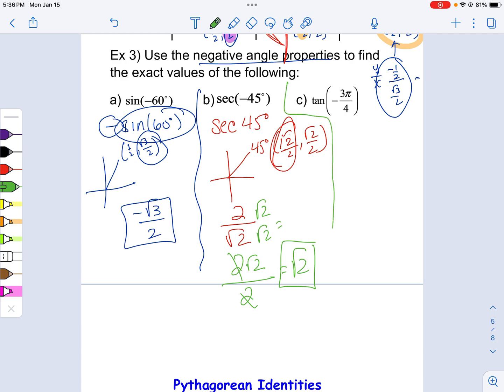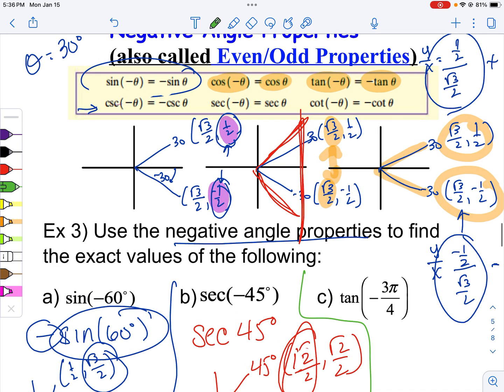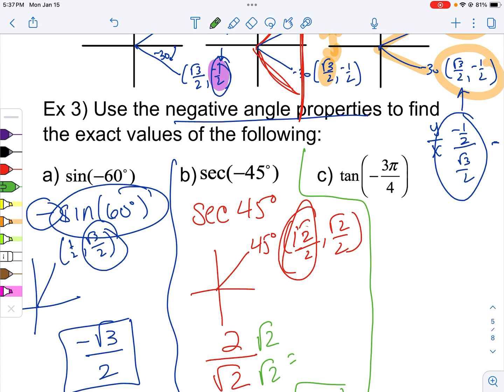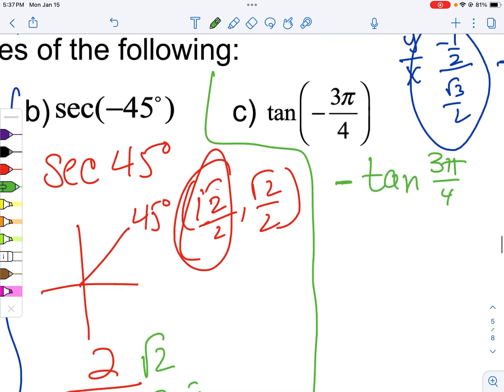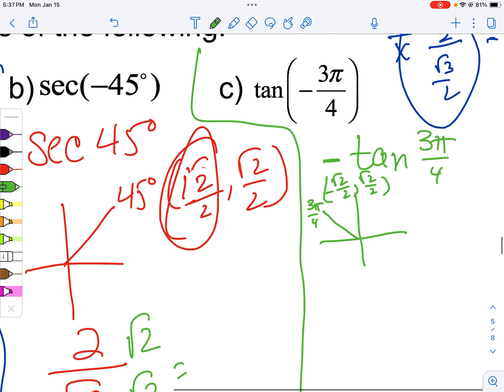All right, last one is tangent of negative 3 pi over 4, so now we're in radians. Okay, if we remember, the tangent properties say that the angles aren't the same, they're the opposite. So I know that tangent of negative 3 pi over 4 is going to be the same as negative 1 times the tangent of positive 3 pi over 4. So again, we've got to know our unit circle. 3 pi over 4 is over here in quadrant 2, and it's a pi over 4 reference angle, so I know my ordered pair here is negative root 2 over 2, and then positive root 2 over 2.